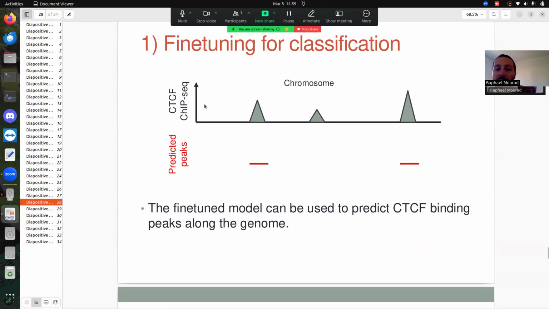So here is just a schema of a CTCF ChIP-seq experiment, where when you have a peak, it means that you have CTCF protein that binds here. And then this is what you predict. So for instance, here I just imagine that we predicted this peak, here we predicted this peak, but here there is a missing peak, we didn't predict it, because the model can fail sometimes.